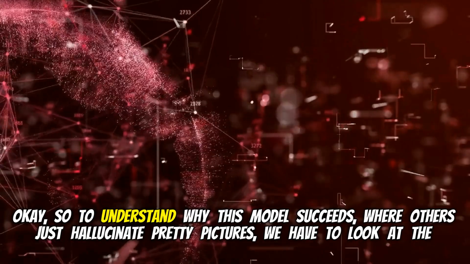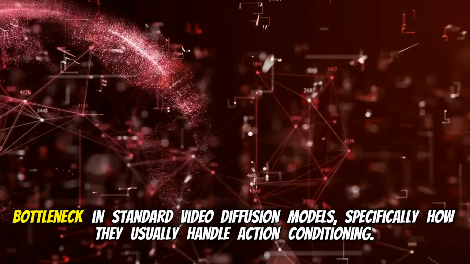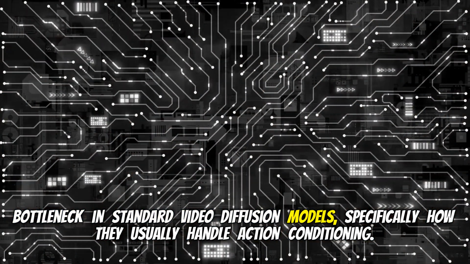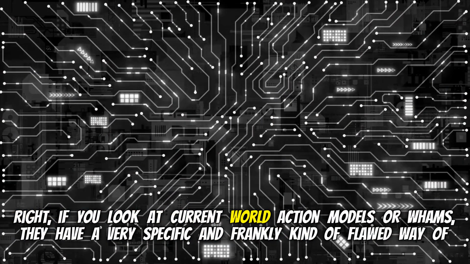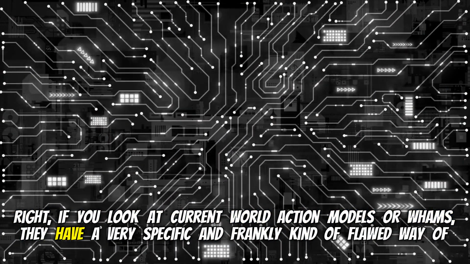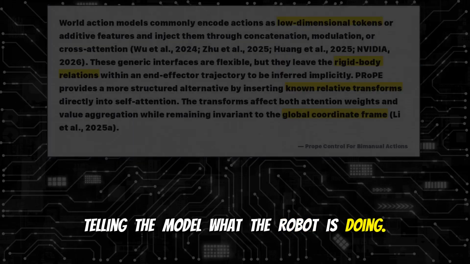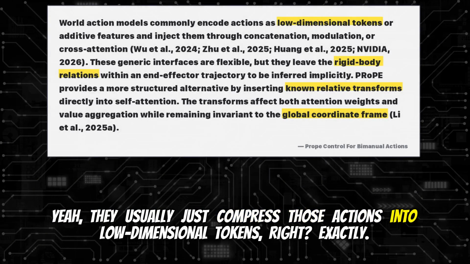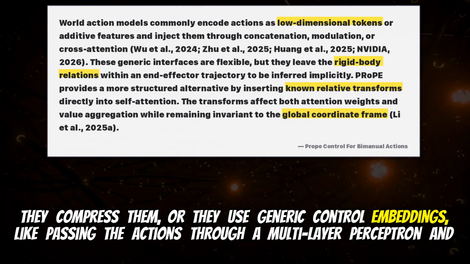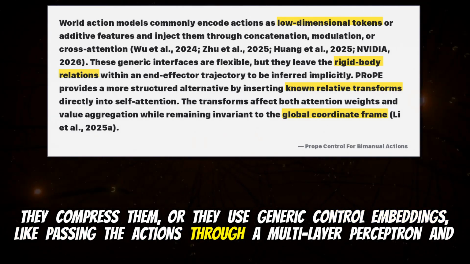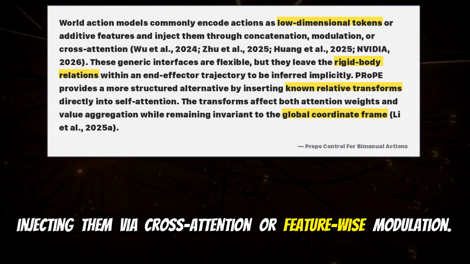Okay, so to understand why this model succeeds, where others just hallucinate pretty pictures, we have to look at the bottleneck in standard video diffusion models, specifically how they usually handle action conditioning. Right. If you look at current world action models, or WAMs, they have a very specific and frankly kind of flawed way of telling the model what the robot is doing. They usually just compress those actions into low-dimensional tokens, right? Exactly. They compress them, or they use generic control embeddings, like passing the actions through a multi-layer perceptron and injecting them via cross-attention or feature-wise modulation.